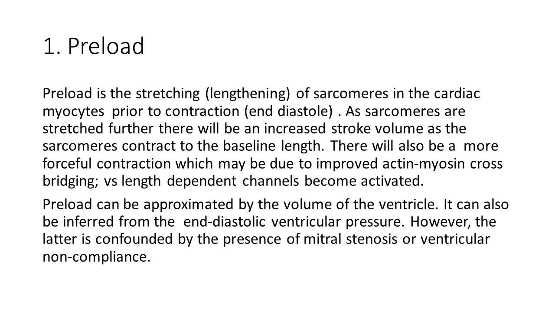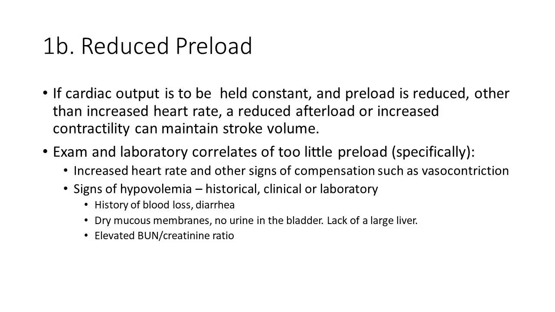Preload can be approximated by the volume of the ventricle. It can also be inferred from the end diastolic ventricular pressure. However, the latter is confounded by the presence of mitral stenosis or ventricular noncompliance. So you can use end diastolic ventricular pressure as a surrogate of preload, but only if you don't have any confounding factors. Something to remember.